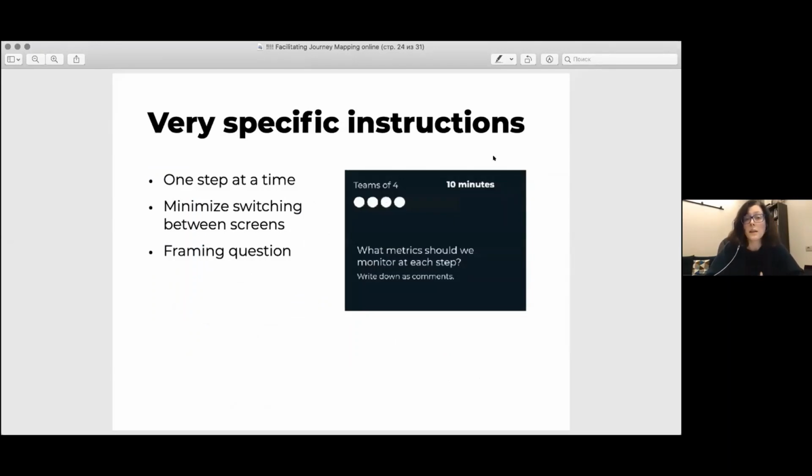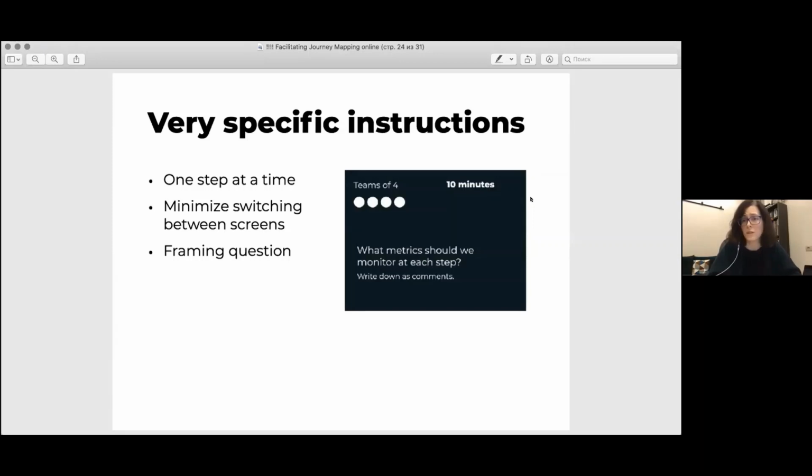And another trick is that you need to give people very, very specific instructions. One step at a time, minimize switching between screens, preferably having some framing questions. And this is an example of a slide we share. And we make sure that people have all the instructions in one slide before they switch their attention to UXPressia, actually, because after that, there's no going back.